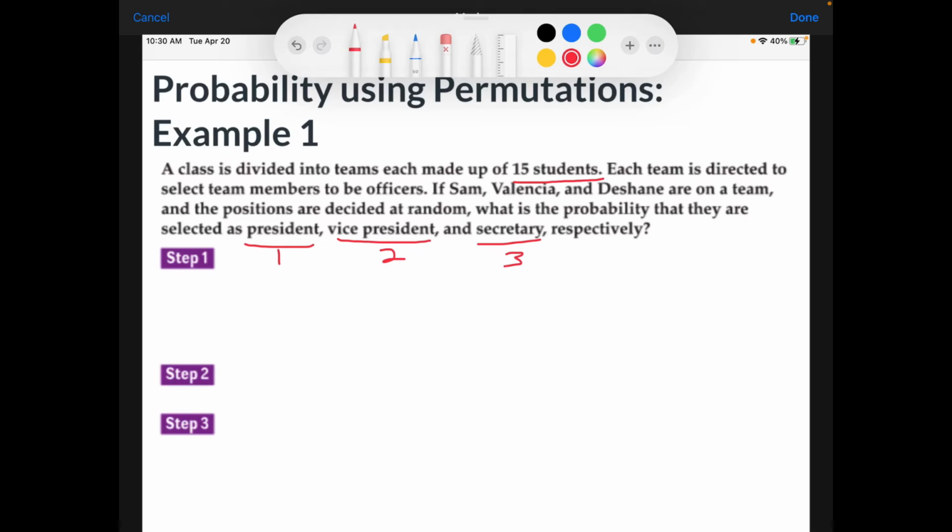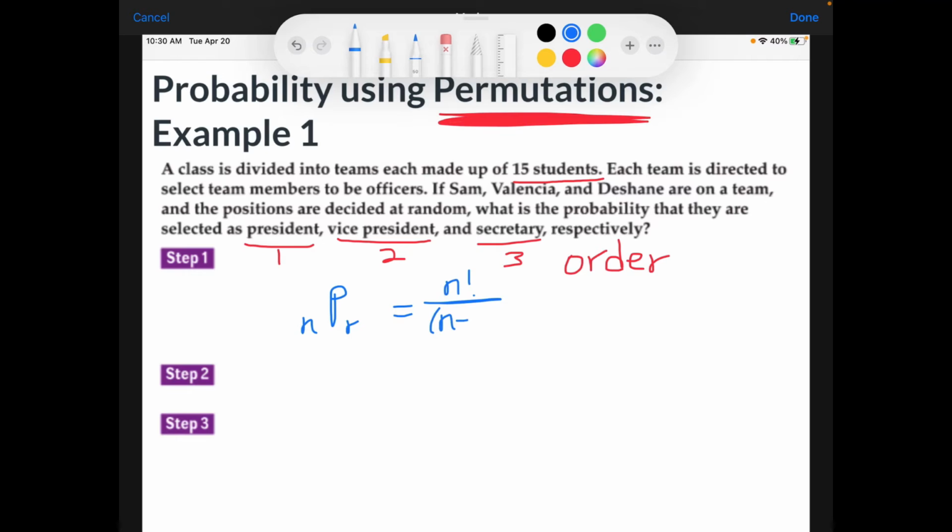So order here is important because we know that president, vice president would be underneath the president, etc. So order is important. Because order is important, we know it's going to be a permutation. All right. So we know it's a permutation, so we can go ahead and use the formula. That's P, N, and R, right? And the formula is n factorial over n minus r factorial.